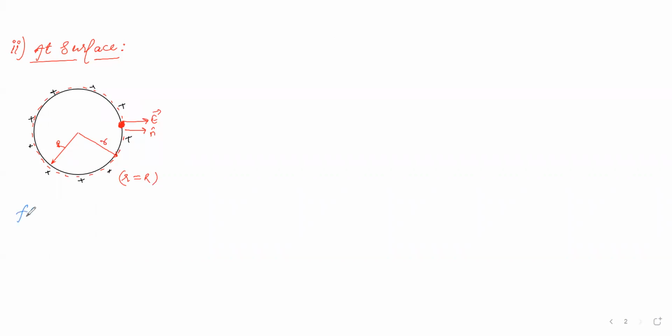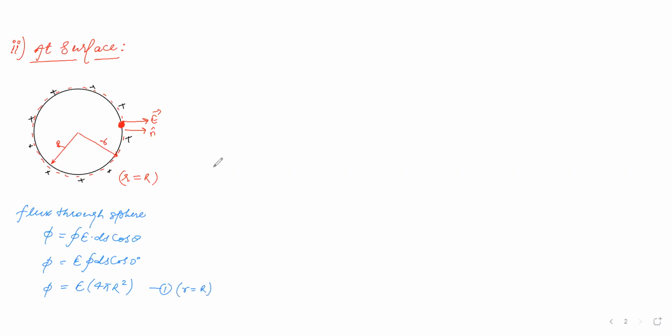What is your flux here? Flux phi is equal to the integration of E vector dot ds, which is E ds cos theta, where phi is equal to E integration of ds cos of 0 degree. Or sometime it can also be written as E into S. Integration of ds will be S, and finally, your area is 4 pi r square. Are you understand it or not? Yes, sir. This is your equation number 1. For this part, we have already taken here r is equal to capital R.